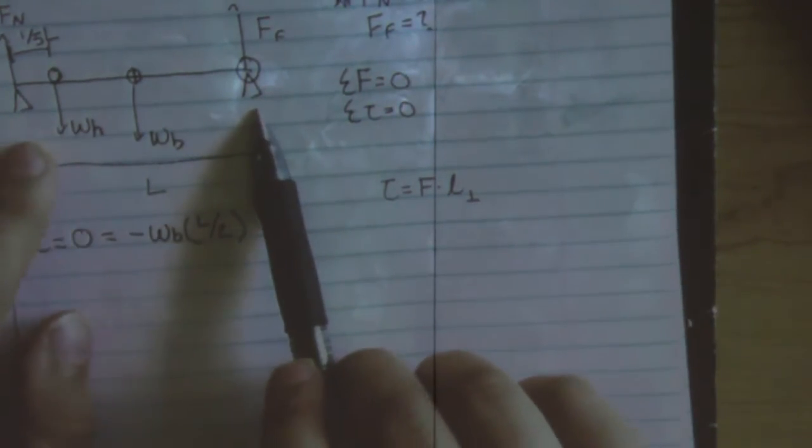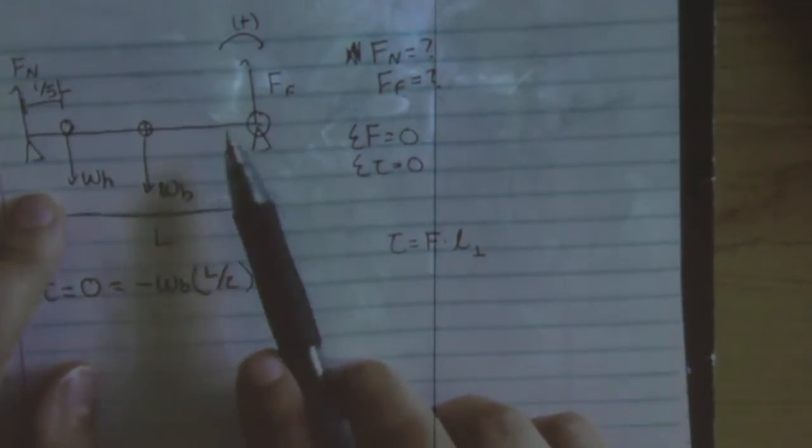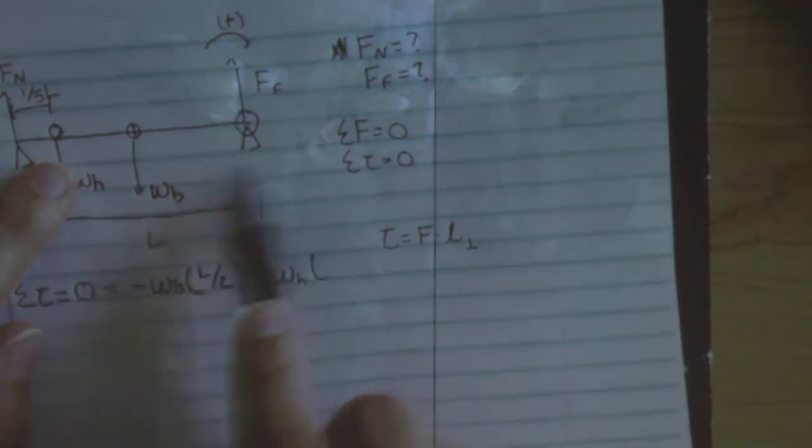Now if we move on to the weight of the hiker, this will again be a negative value, so it will not help us spin this way. So that will be minus WH. Now its lever arm, we know that this is 1/5 of L, this distance here. Since we want from here to here, that has to be 4/5 of L.